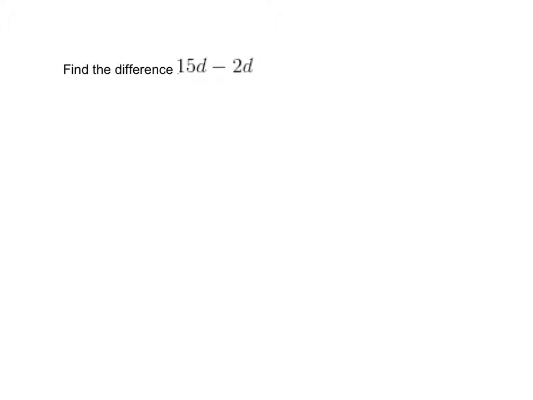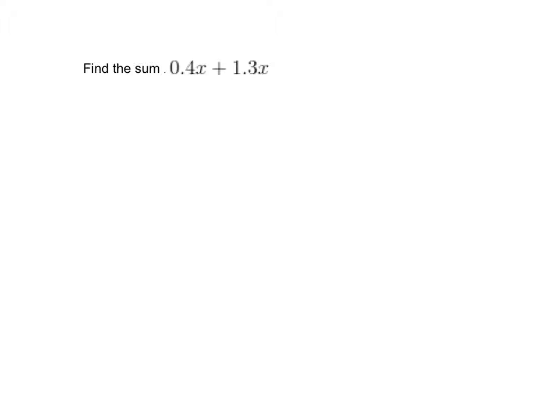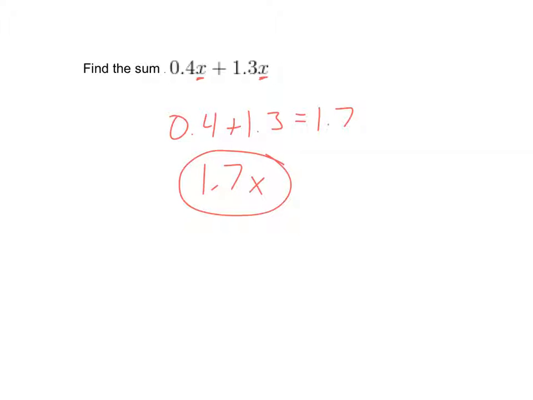Same thing with finding differences. As long as they have the same variable, which they do, they both have d, I can take the two numbers and subtract them. 15 minus 2 gives me 13. So 15d minus 2d is 13d. It even works with decimals. As long as I've got the same variable for both, I can take the numbers in front and add them together. 0.4 plus 1.3 is 1.7. So 0.4x plus 1.3x is going to give me 1.7x.